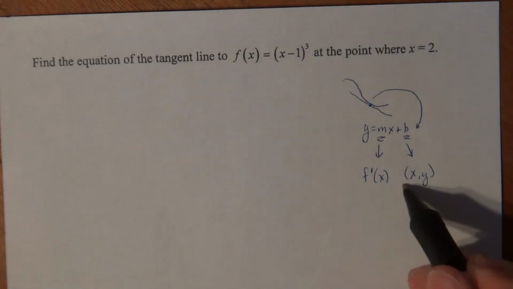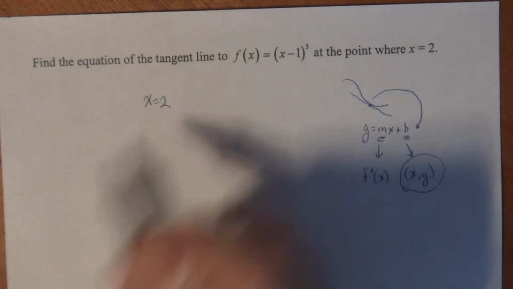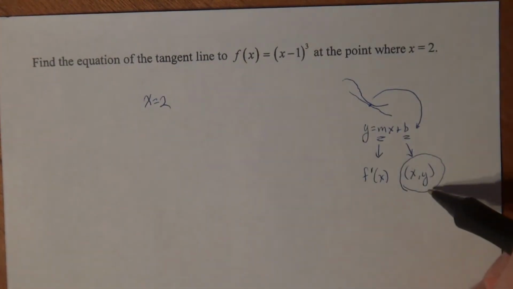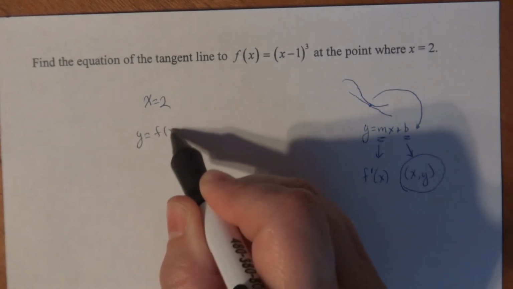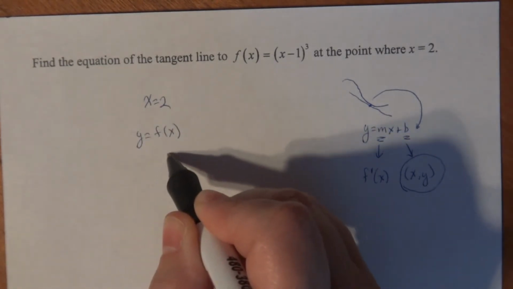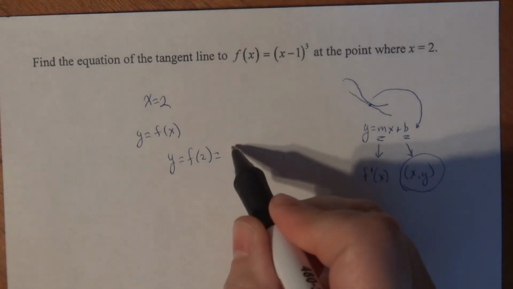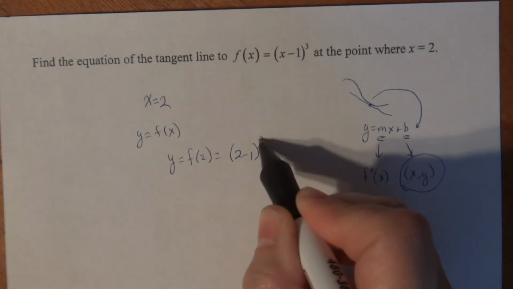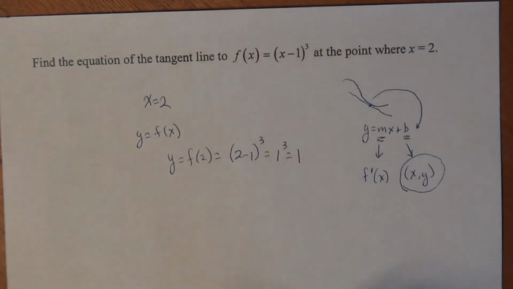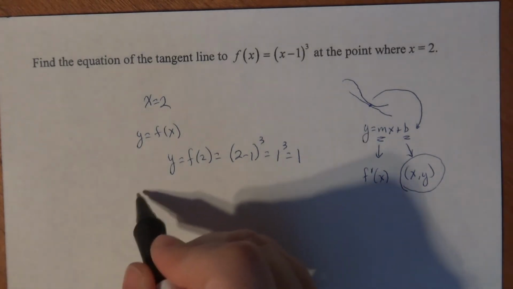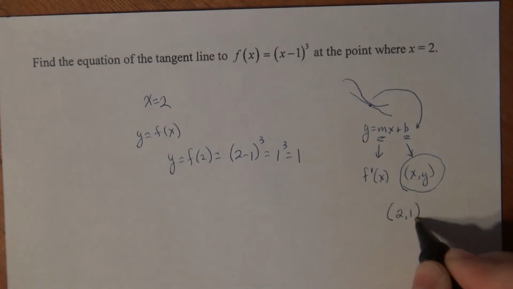So the first thing I'm going to think about is this point. Where do I get it? Well, in my problem, I know that x is equal to 2. How do I get the y value if x is 2? Well, I know that y equals f of x. So that means that to get my y value, I have to calculate f of 2. So that's going to be 2 minus 1 to the third. 2 minus 1 is 1. 1 to the third is 1. All right, so the ordered pair that I need is, put it over here, 2 comma 1.